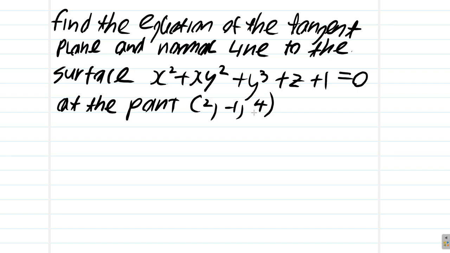We've been asked to find the equation of the tangent plane and normal line to the surface x squared plus xy squared plus y cubed plus z plus 1 equals 0 at the point (2, -1, 4). Okay, now just some reminders here.